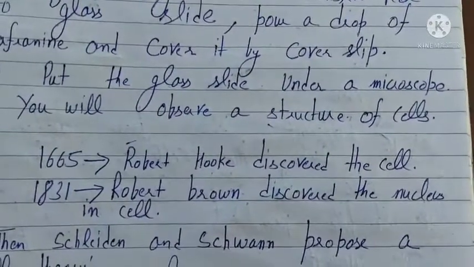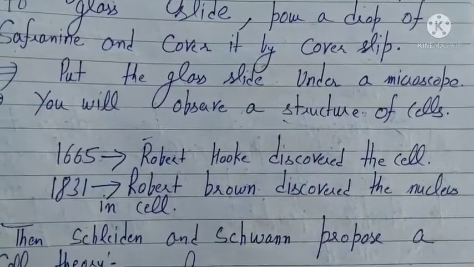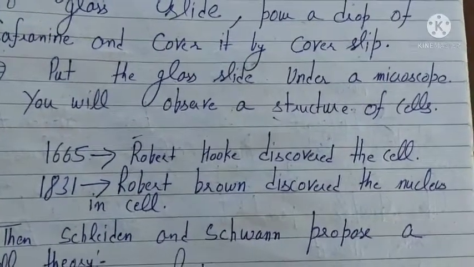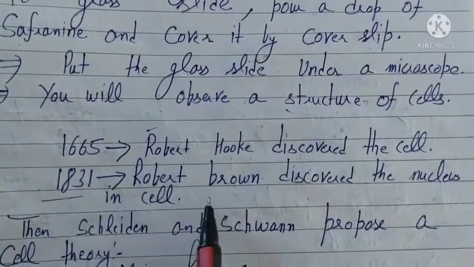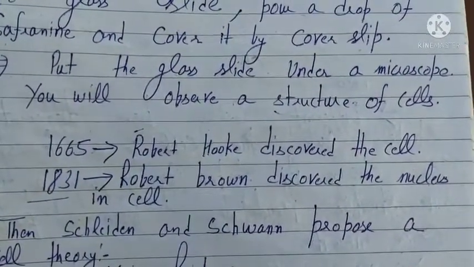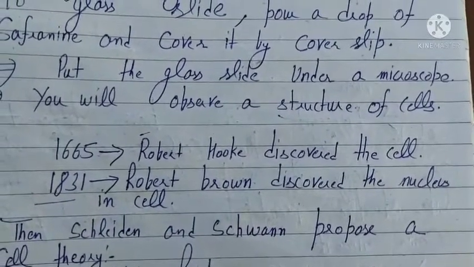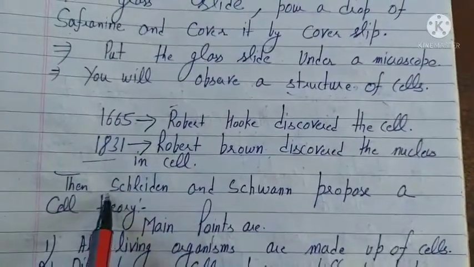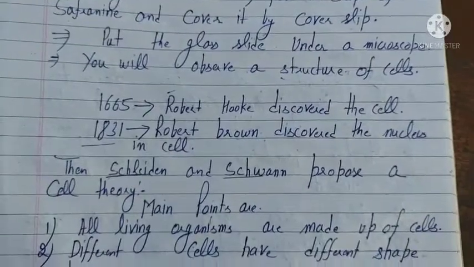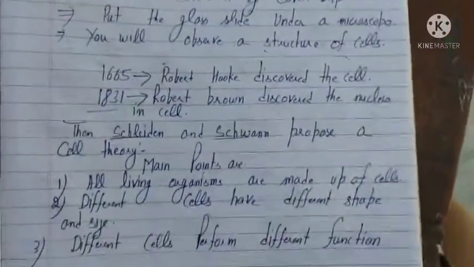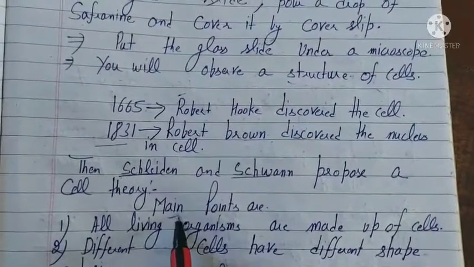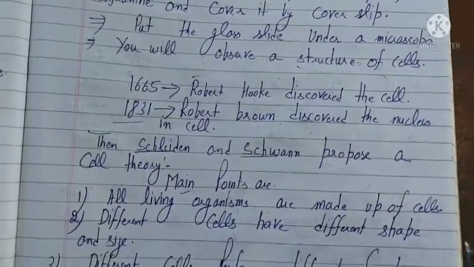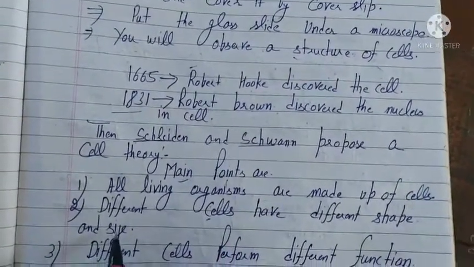Robert Hooke discovered the cell, but the discovery never stopped. Scientists researched and explored new ideas about the cell. In 1831, Robert Brown discovered that the nucleus is also present in the cell. So the nucleus was not discovered by Robert Hooke, he discovered only a cell. Then approximately 1840, two scientists, Schleiden and Schwann, proposed a cell theory. And the main points of this cell theory were, they said all the living organisms are made up of cells, and different cells have different shape and different size.